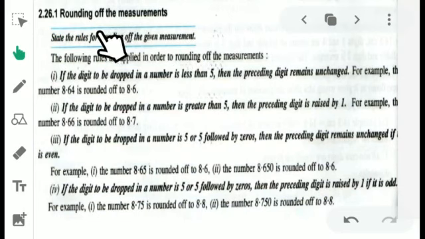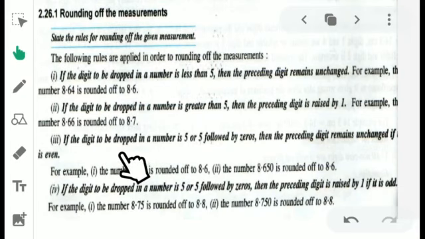Next is rounding of the measurement. If the digit to be dropped in a number is less than 5, this you all know, you learned it in lower classes. 8.64 rounds to 8.6. If the digit to be dropped in a number is greater than 5, then the preceding digit is raised by 1. That means here 8.66. The last digit is more than 5, so the preceding digit, this 6, is raised by 1. That is 8.7.